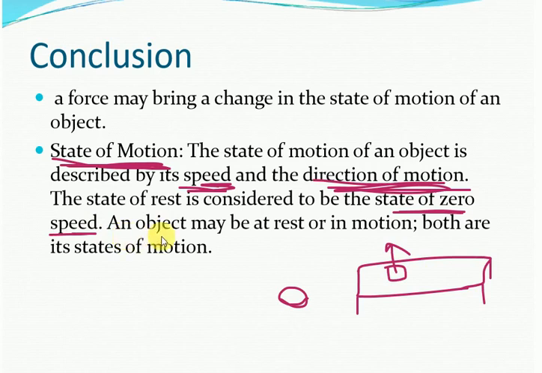An object may be at rest or in motion. Both are states of motion. That means whether the body is at rest, that means it is not moving, or the object is moving, both are known as states of motion. So there are two states of motion. First one is rest, another one is moving. State of zero speed and state of motion.